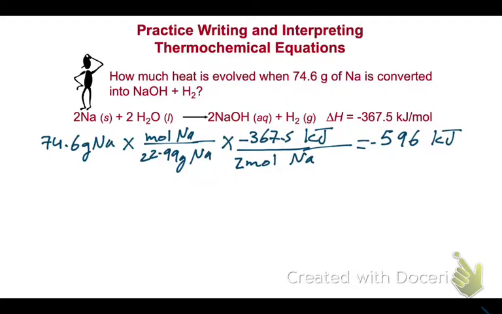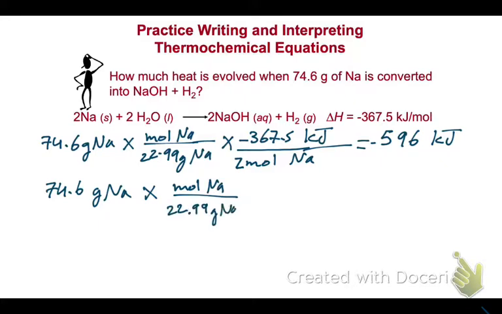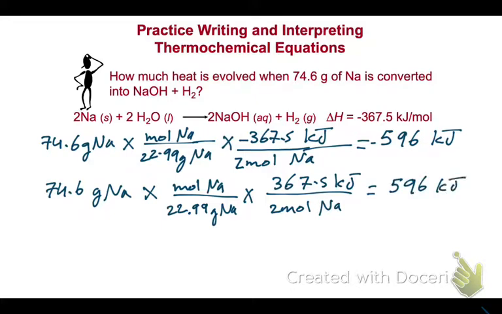Or I can also say 74.6 grams of sodium multiplied by 1 mole of sodium, which has an atomic mass of 22.99 grams of sodium, times 367.5 kilojoule for every 2 moles of sodium, and I can say 596 kilojoule evolved. Let's just use the exact same word, evolved or released.